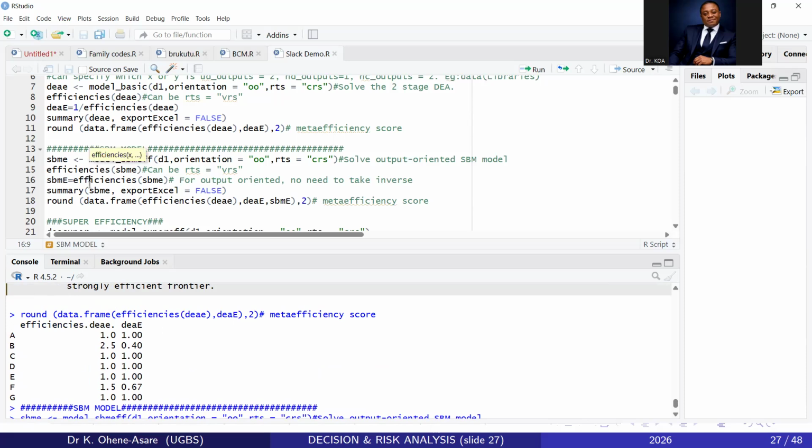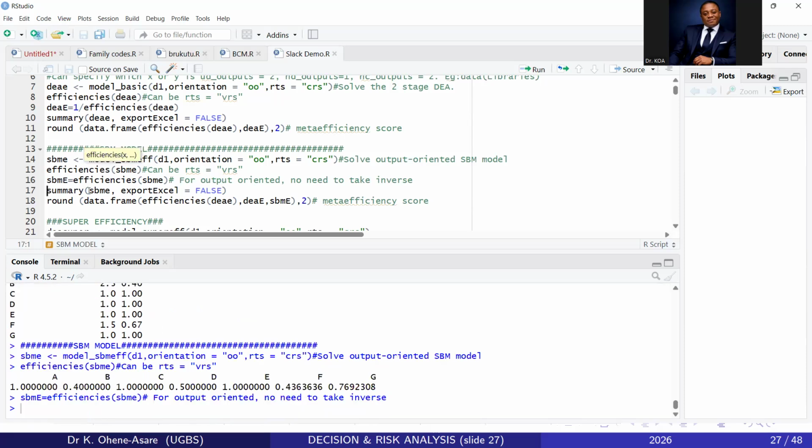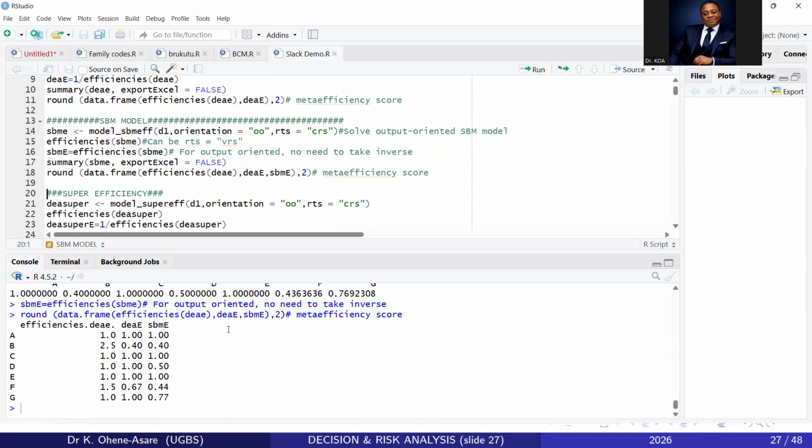In taking a reciprocal, I just didn't take it. I just gave a name to the reciprocal. And again, you can show the summary of the results here. I'm not going to do that. I'm rather going to show the efficiency scores in a data frame. So watch it. This is the efficiency score, and you can see now I'm comparing the two here.